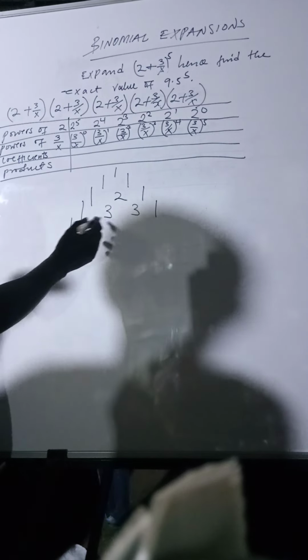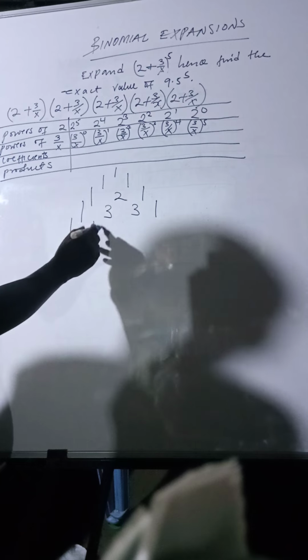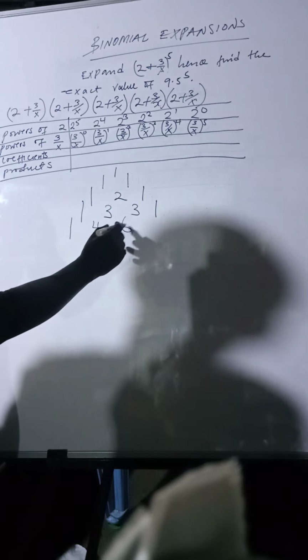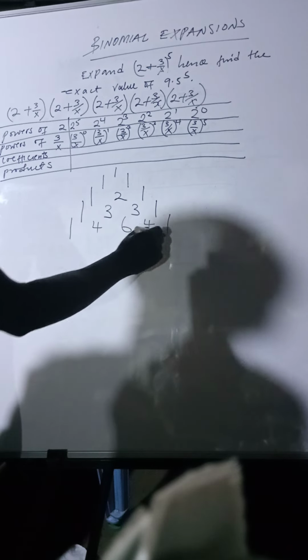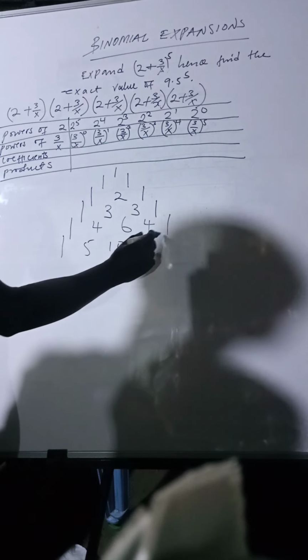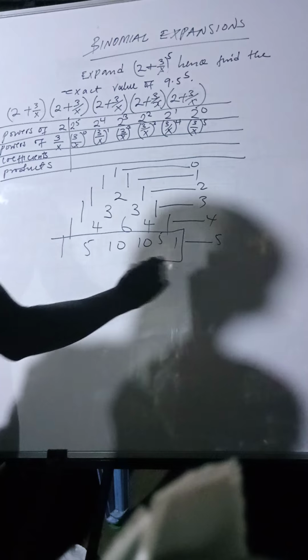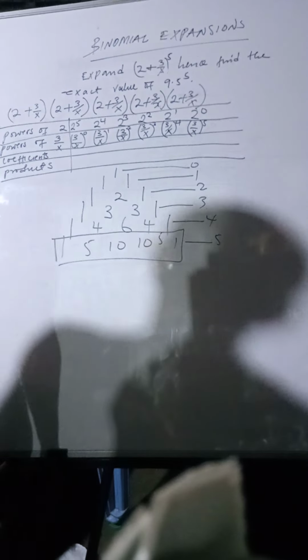We begin with 1 here. 1 plus 3 is 4. 3 plus 3 is 6. 3 plus 1, 4. And there is 1. 1, 5, 10, 10, 5, 1. Now look at this. This is when the power is 0. So when the power is 1, the power is 2, when the power is 3, when the power is 4, when the power is 5. These are the coefficients when the power is 5.